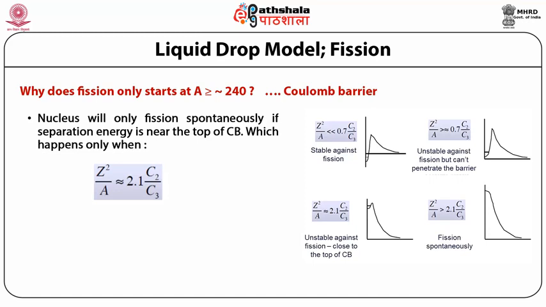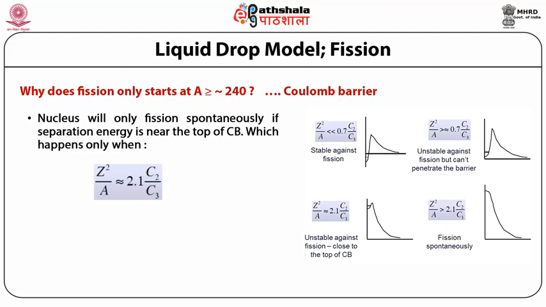So here in the adjoining picture, we have 4 graphs which have been plotted for different values of Z square by A. In the first case, Z square by A is very much less than 0.7 C2 by C3. Under this scenario we can see that our big nucleus is stable against fission. It means fission cannot happen.